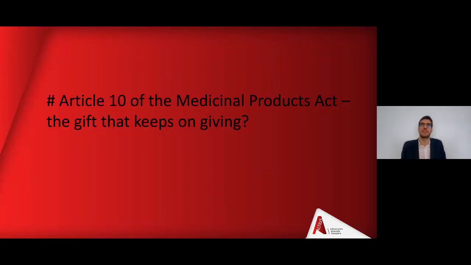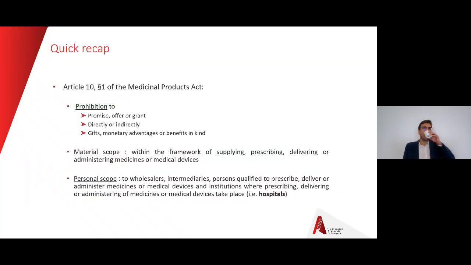So that was the first, let's say, appetizer topic, which gives me the opportunity to discuss the second topic. And I can assure you this is a hot topic in tendering. So Article 10 of the Medicinal Products Act, what is it about? It's a prohibition to promise, offer, or grant, directly or indirectly, gifts, monetary advantages, or benefits in kind. This prohibition applies within the framework of supplying, prescribing, delivering, or administering medicines or medical devices.